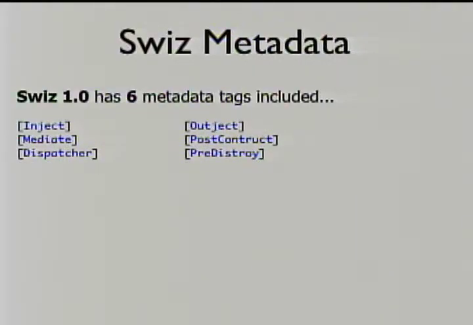So with Swiz, it actually came with 6 metadata tags included. The main one was Inject, which handles the dependency injection. The second one was Mediate, which handles mapping events to methods. And I'll get into both of those examples so you can see what that looks like. But then you can see there's 4 others like Dispatcher, Outject, Post-Construct, and Pre-Destroy. I won't get into the details of those, but basically these are what comes with Swiz and are common metadata tags that you'll use when architecting an application with Swiz.